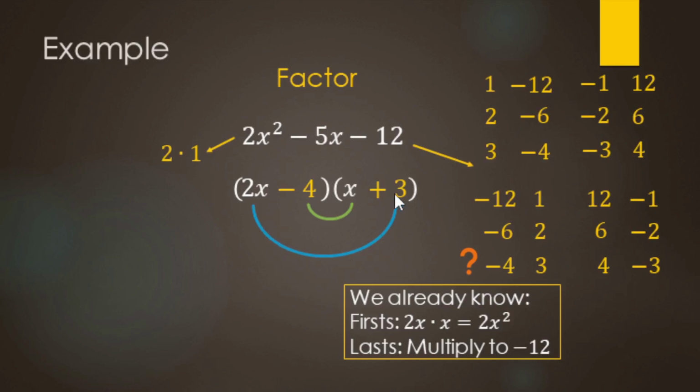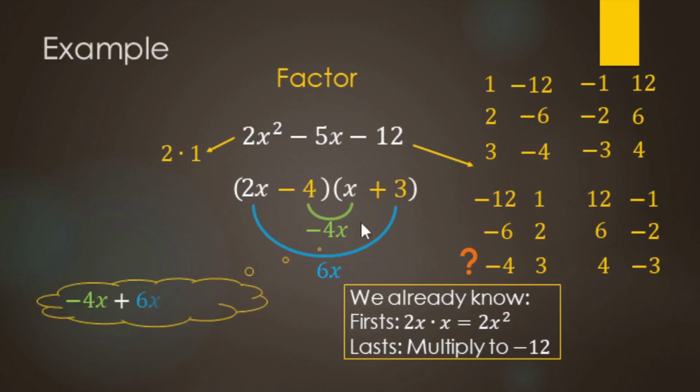So we have a 2x times 3. Well, that makes 6x. And then negative 4 times x, negative 4x. And what are we hoping for? We're hoping that these two add up to a negative 5x here. And they don't. They add to 2x, not negative 5x. So we know it's not negative 4 and 3.